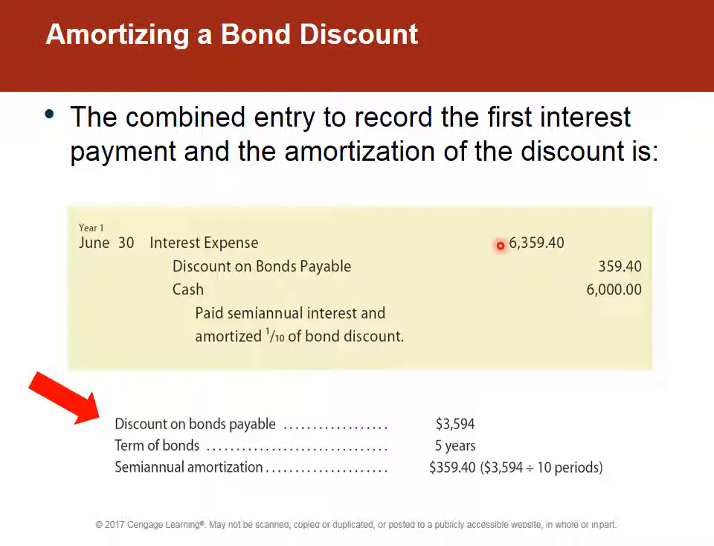Take some time to get this to be intuitive for you. Again, we have a 10-period interest payment period. This is going to happen 10 times over the next 5 years before we repay the bond. And the discount is going to be allocated over those 10 periods, $359.40 per period, and interest expense will go up with a discount. It's always a really good question that I ask on an exam, and that is, when you amortize a bond discount, does interest expense increase or decrease?